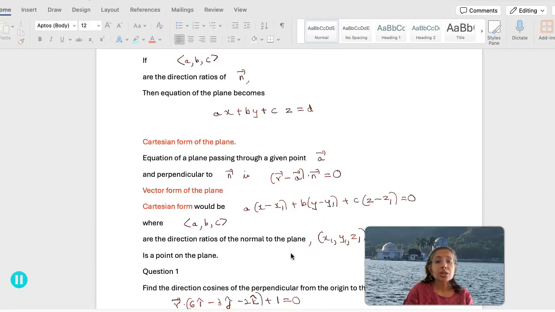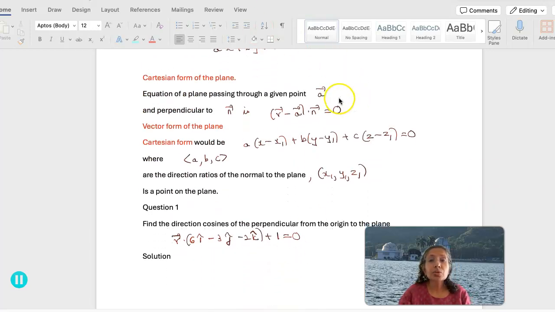Now, if you have a plane passing through a point A and perpendicular to n, the vector equation will be r minus a dot n equal to 0. Again, if the point is x1, y1, z1 and a, b, c are the direction ratios of the normal to the plane, the Cartesian equation will be a into x minus x1 plus b into y minus y1 plus c into z minus z1 equal to 0.